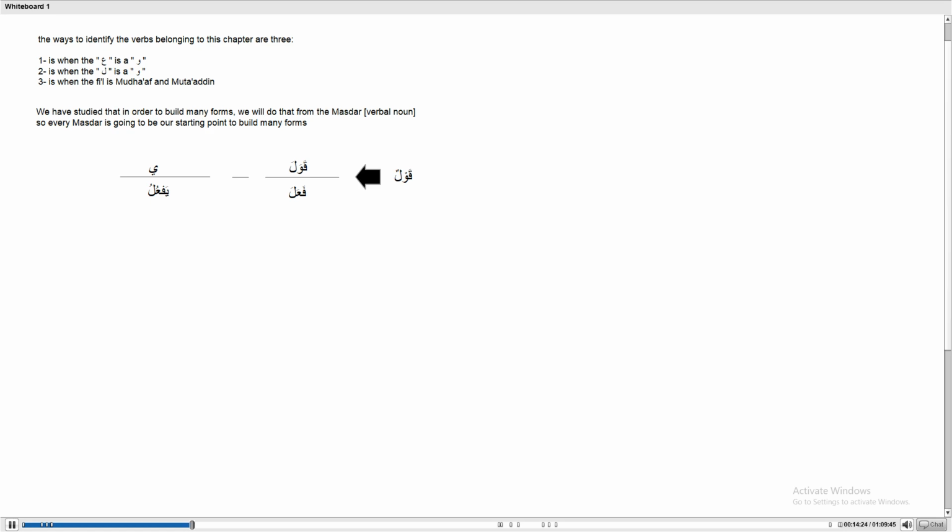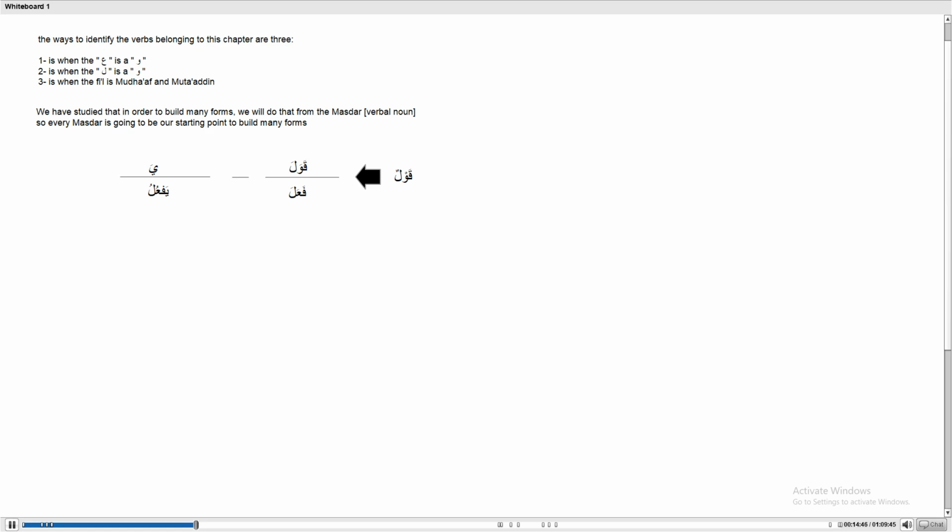Because it's not in the masdar. So the extra letters, always compare them with the rest of the forms. If you don't see them in the other forms, that means they are extra. Okay, so this ya, we're going to give a fatha. So we just placed it as it is.